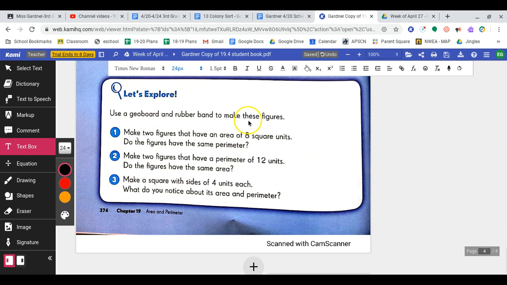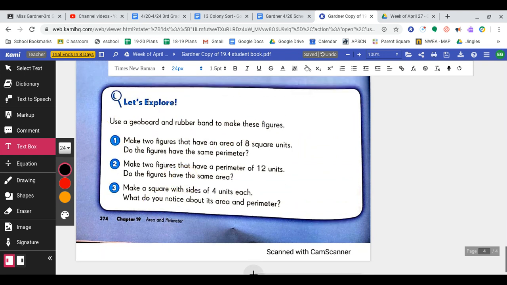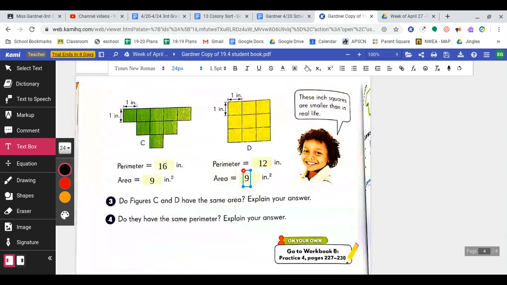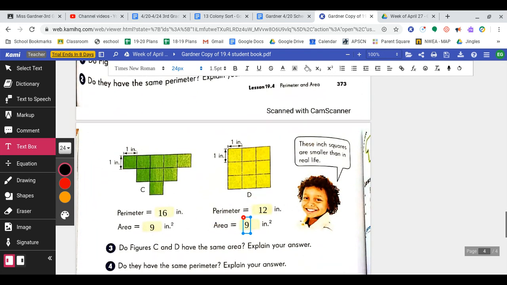Okay, so let's explore once again. You can do this on the GeoBoard paper that I'm going to link. And that's all. So you have some workbook pages to continue to practice perimeter and area, and we'll continue talking about perimeter. But that is all for our lesson, and I will talk to you later. Bye.